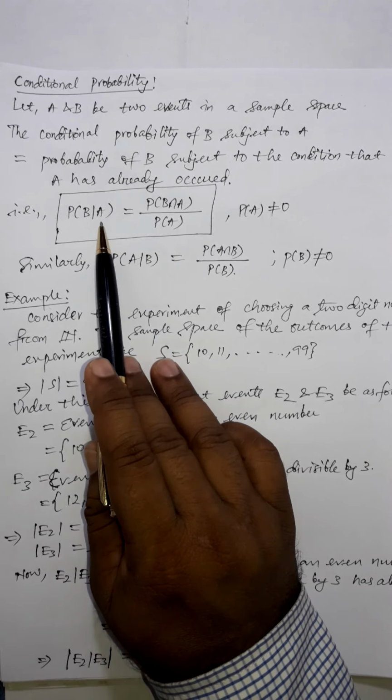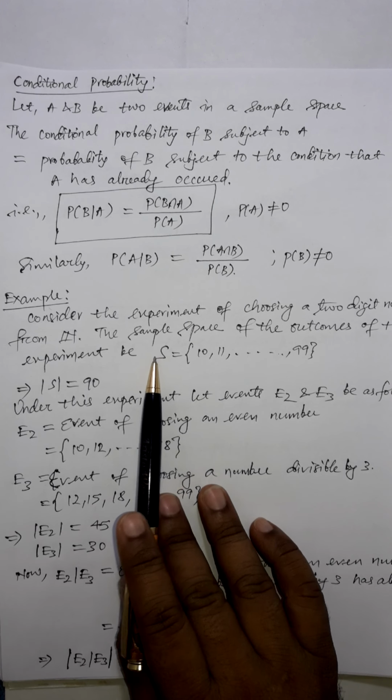Later on we'll see how it is derived and how it is actually used. Similarly, the probability of A subject to the event B is equal to the probability of A intersection B divided by the probability of B, where the probability of B should not be 0.